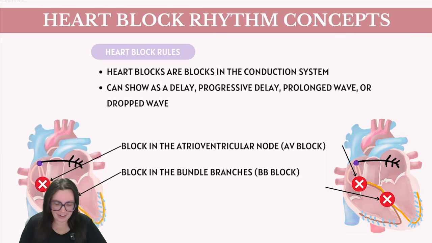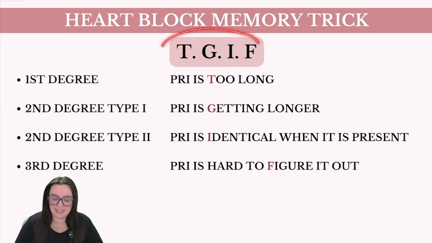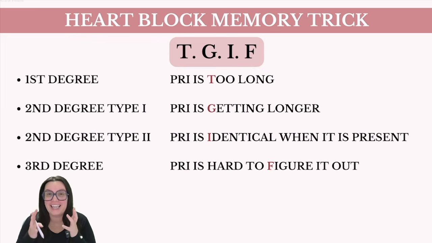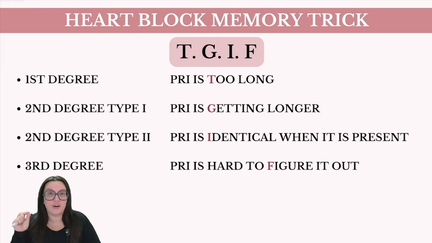So the big thing here is that blocks can take place in one of two places. They can take place up here in the atrioventricular area, meaning that it's an AV block, or they can take place a little bit lower down in the bundle branch area, making them BB blocks. So what's an easy way to remember all of these different kinds of heart blocks? Well, we have the mnemonic TGIF. So let's break each one of these down. The big key when it comes to heart blocks is we're looking at issues with the PR interval.